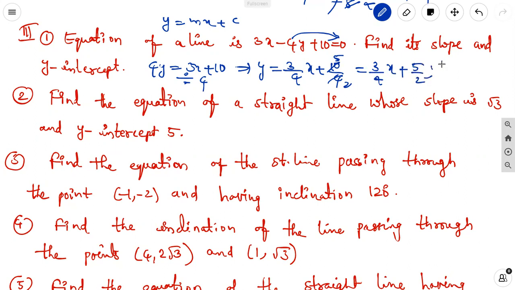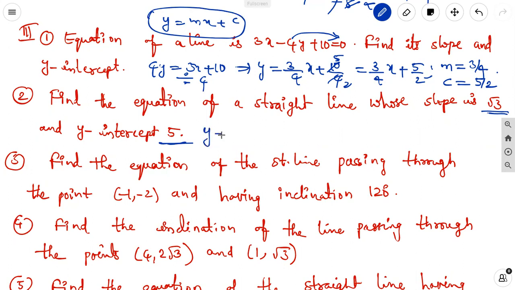In this, the slope m equal to 3 by 4, y-intercept c equal to 5 by 2. That way we can do that. Okay. Next, second problem. The equation of a straight line whose slope is root 3 and y-intercept is 5. The slope-intercept form of the line equation is y equal to mx plus c.